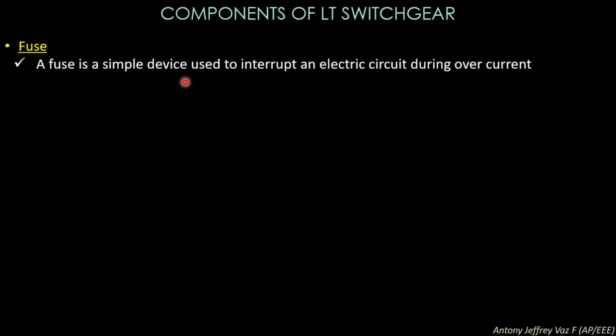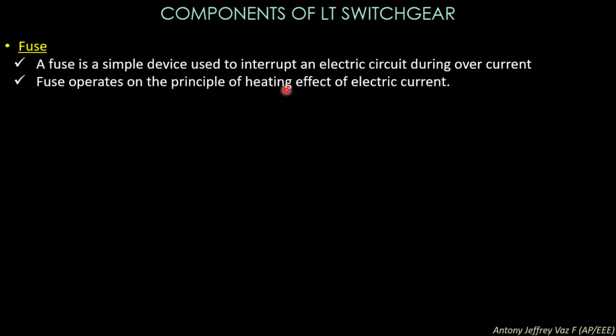A fuse is a simple device used to interrupt an electric circuit during overcurrent. So, when overcurrent or a very large amount of current is being passed into a device, a fuse is a protective device which will stop such activity. Fuse operates on the principle of heating effect of electric current.